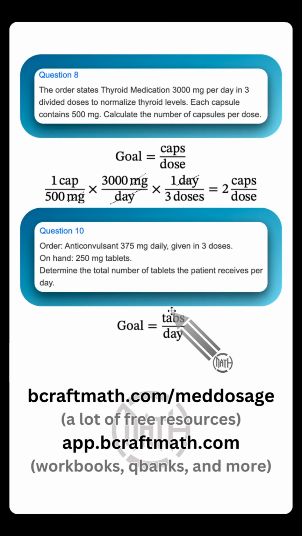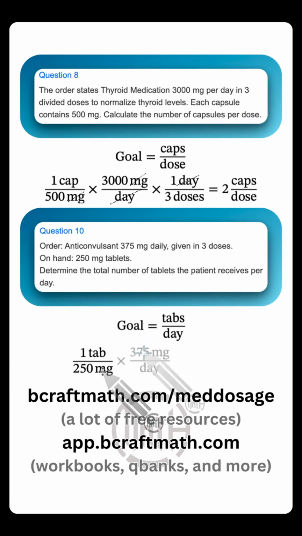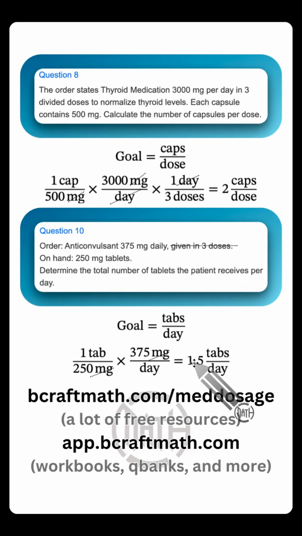Now, number 10, our goal is tabs per day. On hand, we have 250 milligram tablets. So 1 tablet, 250 milligrams. The order is for 375 milligrams per day. I wrote it in this order so that we can cancel out milligrams, and let's pump the brakes. Our goal is tablets per day. We have tablets at the top, day at the bottom. Given in 3 doses, that is fluff. That is a distractor. All we're really doing here is taking 375 divided by 250. That will give you 1.5 tablets per day.